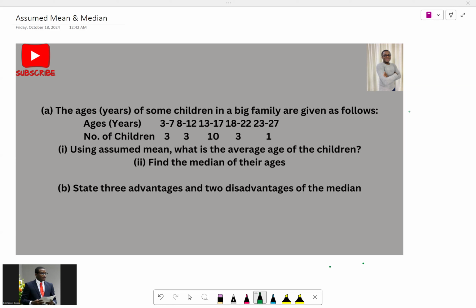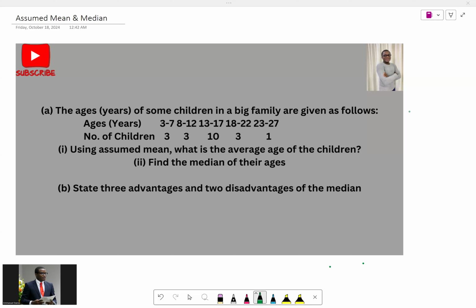All right, so let's take the first one. The ages in years of some children in a big family are given as follows. Ages in years and number of children. People aged 3 to 7 years, they are three. 8 to 12 years are three. People aged 13 to 17, so you have more teenagers in that family. There are 10 of them. 18 to 22, they are three. 23 to 27, just one person. So that's what we have there.